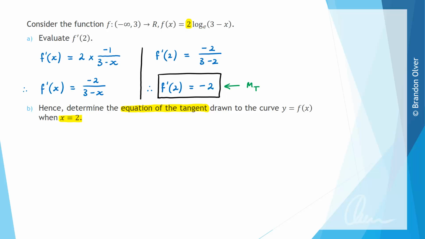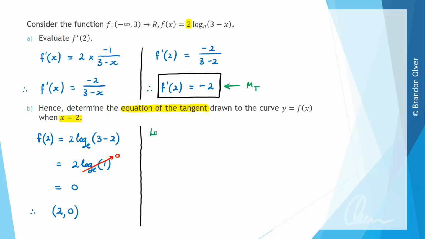So now what we need to do is determine the coordinate of a point that this tangent line goes through. So we could find the value of the function when x is 2. So f of 2 is simply going to equal 2 times log e, and where there's an x, we're going to replace it with 2. So inside the log, we'll have 3 subtract 2. So that is equal to 2 times log e of 1. And we know that log e of 1 is simply 0, so we have 2 times 0, which equals 0. So therefore, we've got the coordinate point when x is 2, y is 0.